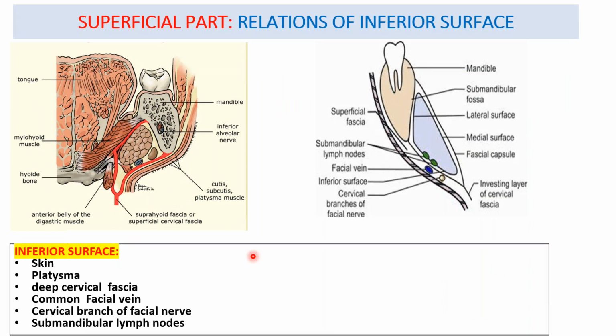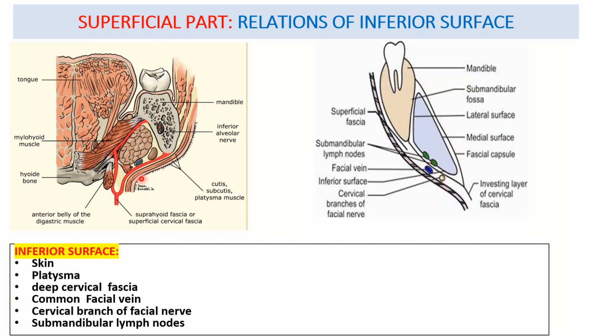Now coming to the relations of the inferior surface. In this picture, this is the inferior surface, and this is the level of the tongue. This is the medial aspect, this is the inferior end, and this is the mandible over here. This is the investing layer of the deep cervical fascia, which has covered the submandibular gland on its medial surface and inferior surface. So let's see what the structures related are.